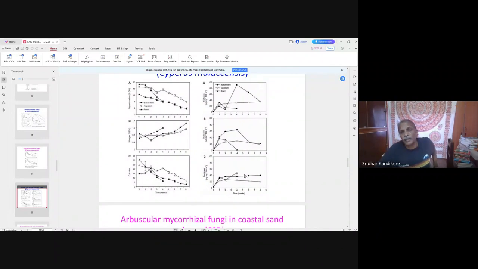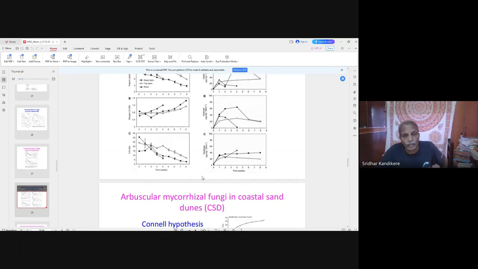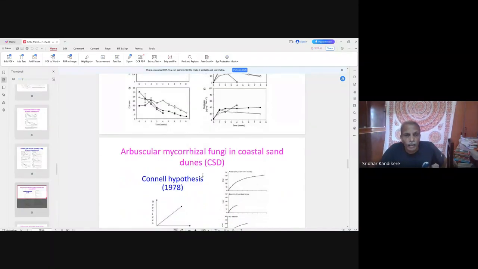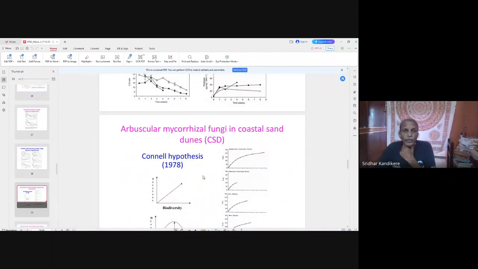Like that, these are the enzymes that are changing over a period of time, and it shows how dynamic their activity is. I'm not very sure whether I can include this or not.